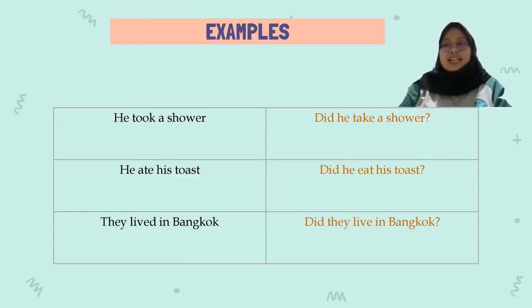The second one, he ate his toast. And the interrogative form is, did he eat his toast? And the last one, they live in Bangkok. And did they live in Bangkok? So for interrogative form, we need to add did and also the question mark at the end of the sentence.